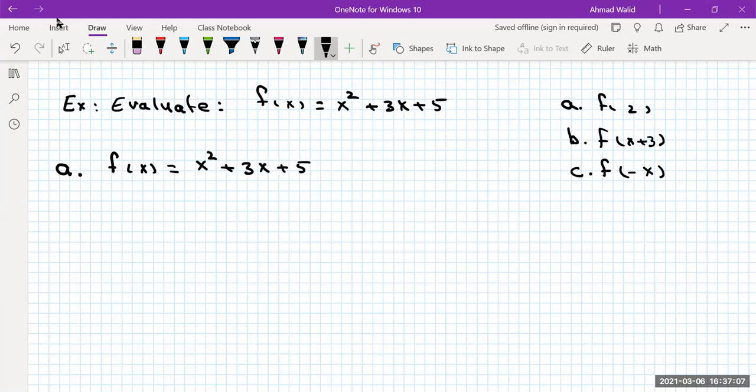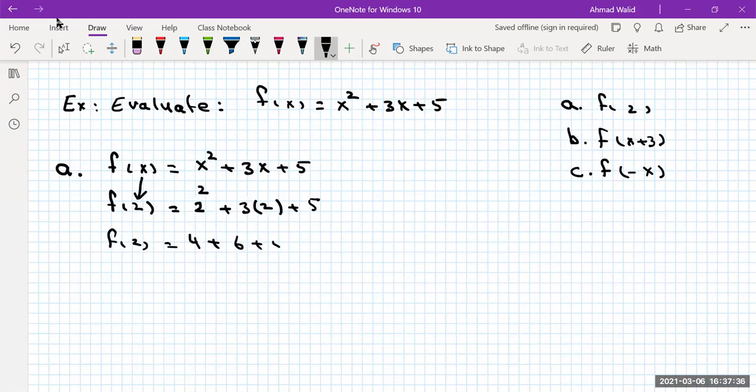What I'm looking for now is f of 2. F of 2 means because I replaced x on the left side with 2, I have to do the same thing on the right side. Then this one will be 2 squared plus 3 times 2 plus 5. And I will simplify the right side. F of 2 equals 4 plus 6 plus 5. It means f of 2 equals 15. I'm done with part A.